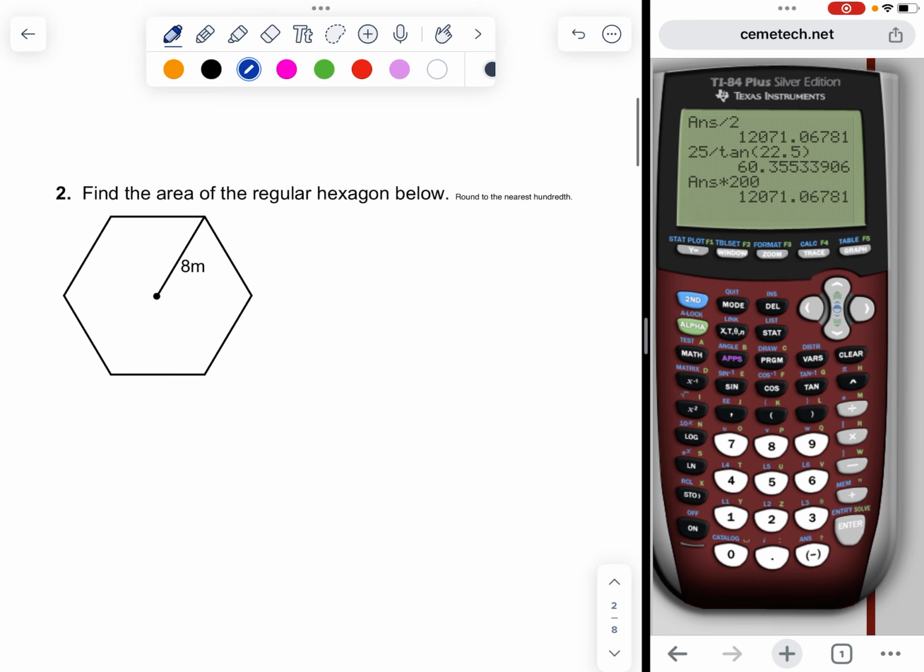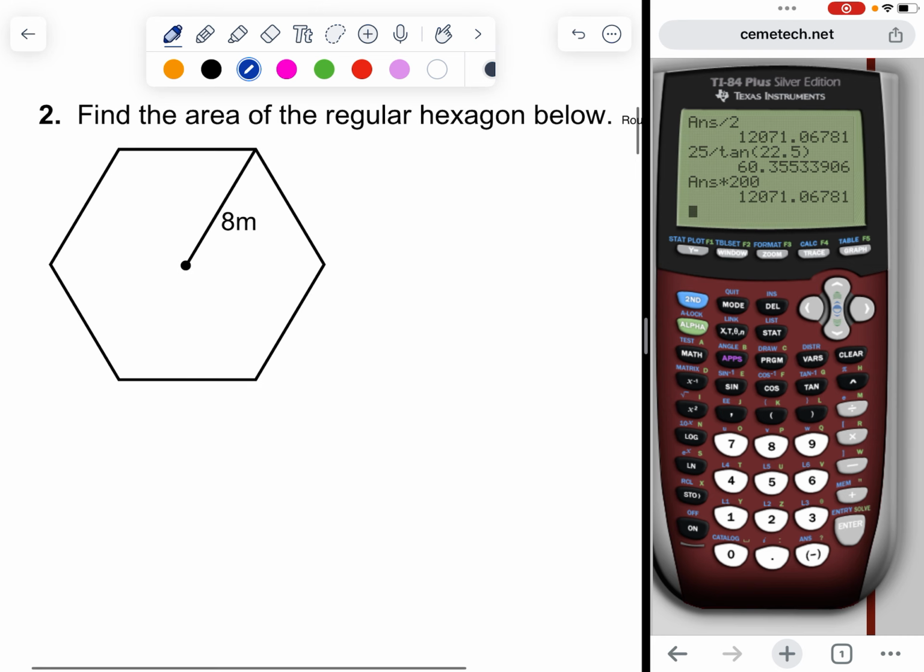All right, here's the next one. Find the area of the regular hexagon, round to the nearest hundredth again. Okay, area equals 1/2 apothem times perimeter. All right, 1/2. Was I given the apothem? So people are quick to say that this is the apothem. But remember, the apothem goes from the center to the center of one of the sides. So I was not given the apothem.